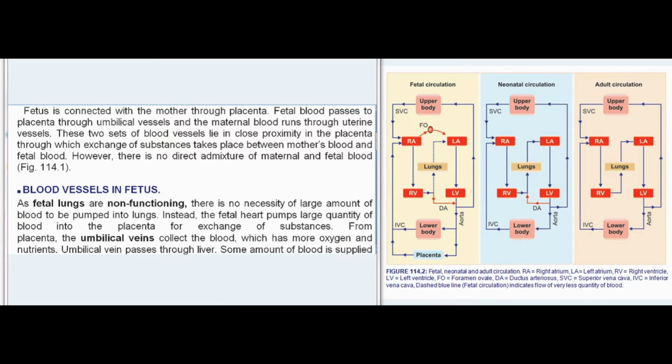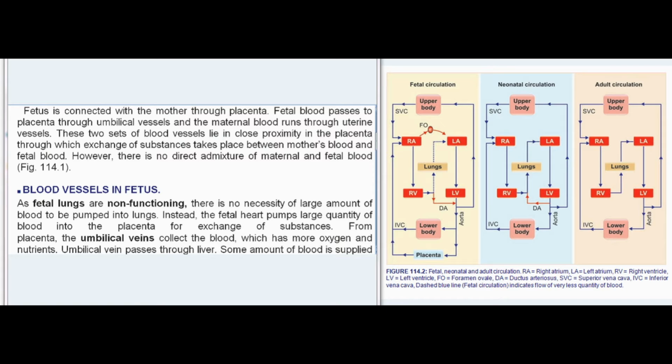Fetus is connected with the mother through placenta. Fetal blood passes to placenta through umbilical vessels and the maternal blood runs through uterine vessels. These two sets of blood vessels lie in close proximity in the placenta through which exchange of substances takes place between mother's blood and fetal blood. However, there is no direct admixture of maternal and fetal blood, Fig 114.1.